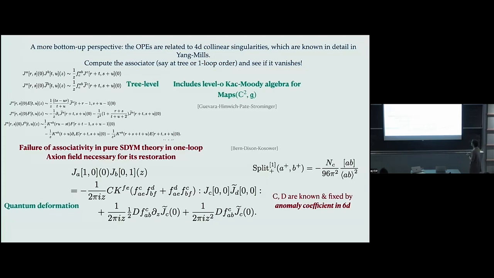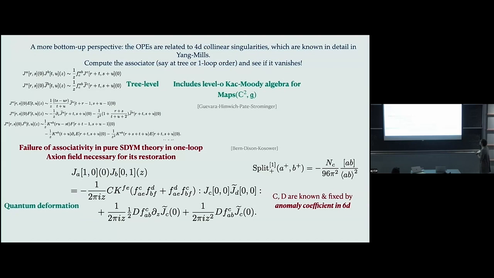But I think it's also nice to note that you can take a more bottom-up perspective and, as I mentioned, the OPEs are related to 4D collinear singularities downstairs, which are of course known in detail for Yang-Mills and in particular for self-dual Yang-Mills. This is an old story. And so you can simply take known collinear splitting amplitudes. Here's the non-vanishing one for self-dual Yang-Mills at one loop. Translate that into celestial sphere notation or into manifest vertex algebra language and just compute the associator of what that contribution is and see if it vanishes or not.